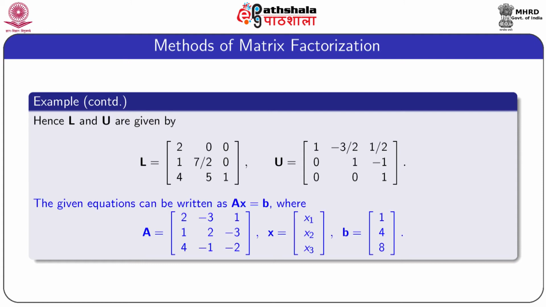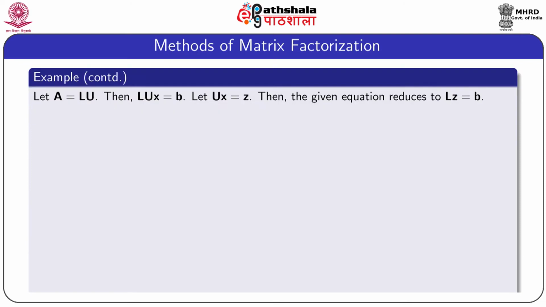The given system of equations can be written in matrix notation as Ax = B, where A is the coefficient matrix, x is the solution vector, and B is the right-hand vector. So let A = LU, where L is the lower triangular matrix and U is the upper triangular matrix. Then the given system becomes LUx = B. Let Ux = Z, then this system becomes LZ = B.